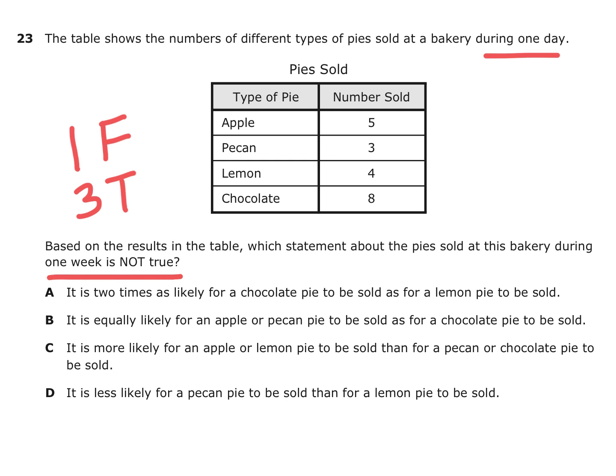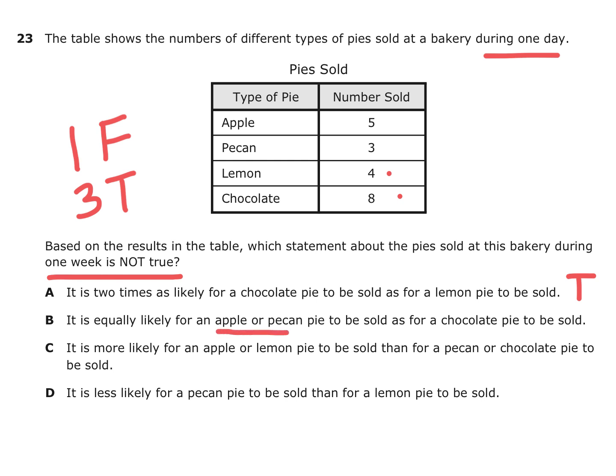Answer A, it is 2 times as likely for a chocolate pie to be sold as a lemon pie. Lemon pie is 4 and chocolate is 8. So that looks like a true statement. So we're going to say that one is true. There's more chocolate being sold than lemon, a 2-to-1 ratio. So it is correct.